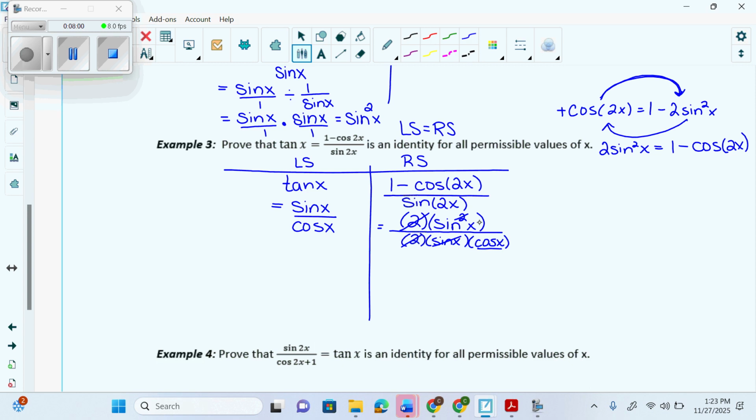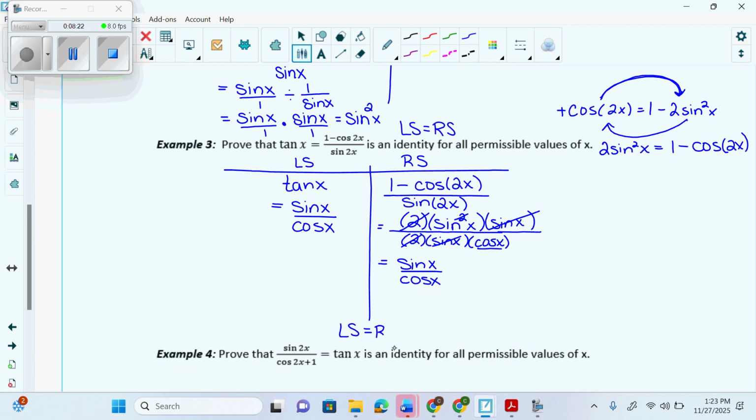So I can either cross the squared off like that, or I could just rewrite it twice, and then cross one off, right? It would get me the same thing, yeah? And so then I would end up with sine x over cos x. And would all those look the same? Yeah. So we say LS equals RS.